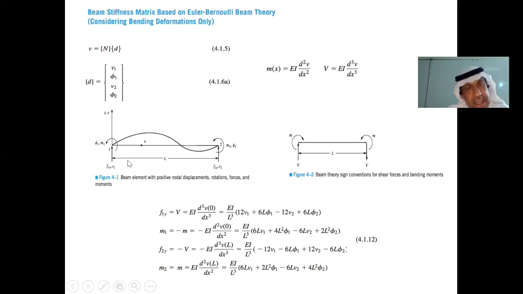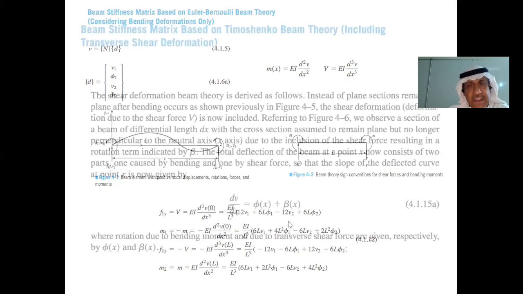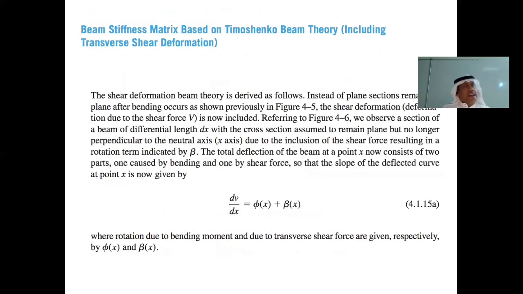But imagine at node 1 you have to put x equal to 0. You have to evaluate the third derivative at x equal to 0. That's the formula. And what about node 2? You have to put x equal to L. And you get this equation, and then that's it. This is using only beam theory or bending theory.